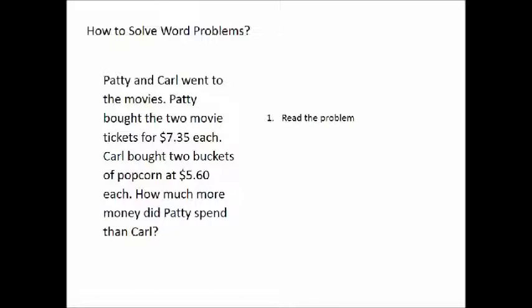Patty and Carl went to the movie theater. Patty bought 2 movie tickets at $7.35 each. Carl bought 2 buckets of popcorn at $5.60 each. How much more money did Patty spend than Carl? See, if you're like me, you can't read right, so it doesn't come out right anyways.